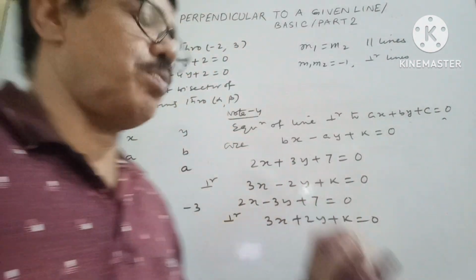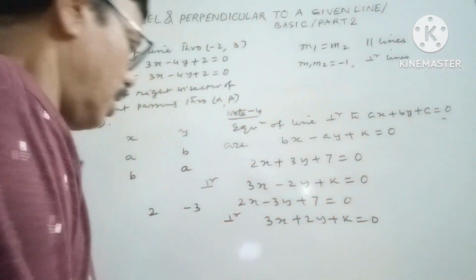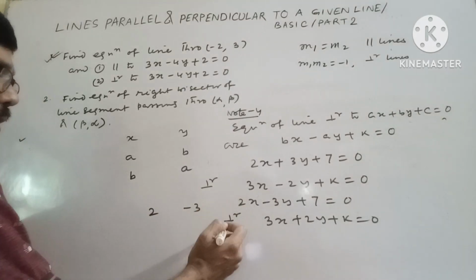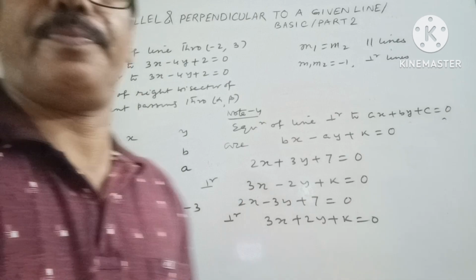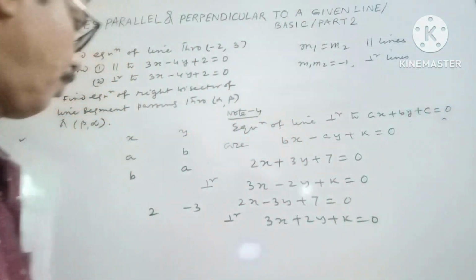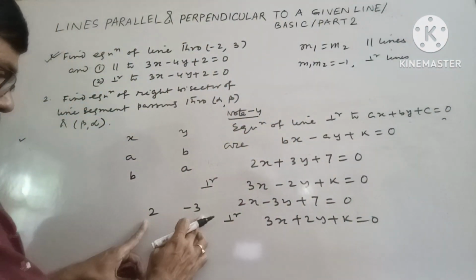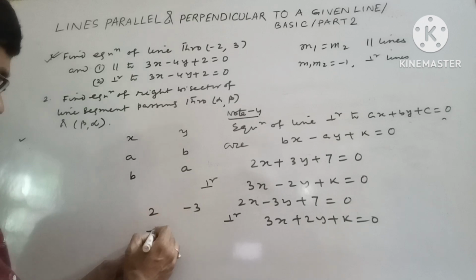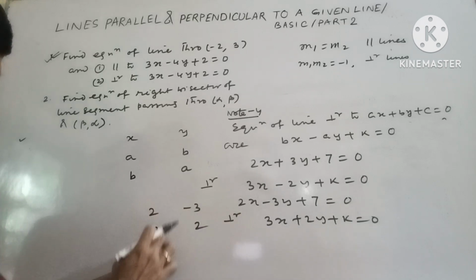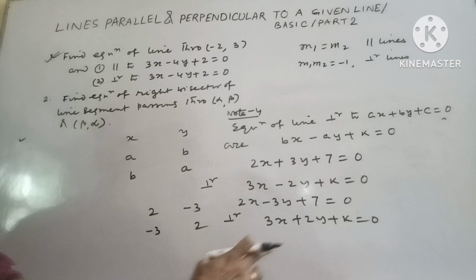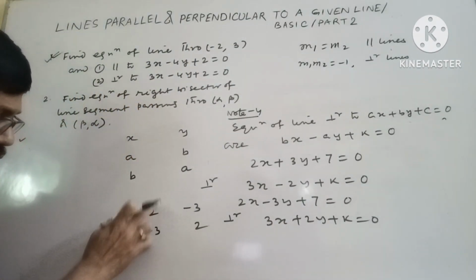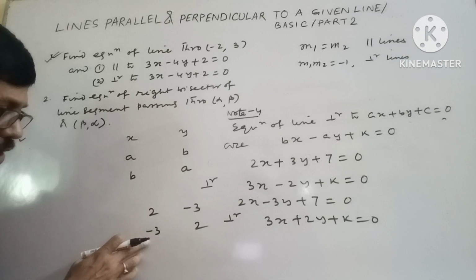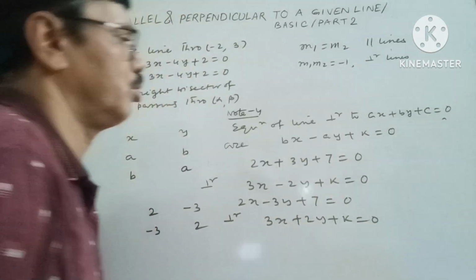If any one of the coefficients is negative, you can consider the perpendicular equation as both positive or both negative. Why? Look, 2, minus 3. Change coefficients, minus 3, 2. Change x or y, take x or y negative. So if you take the coefficient of x as negative, then 3x plus 2y equals k.